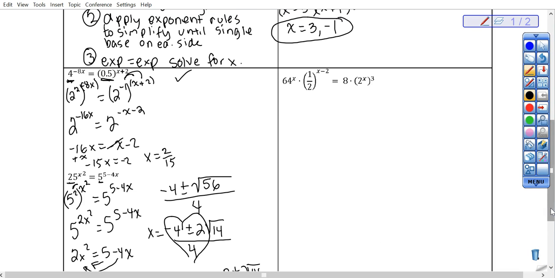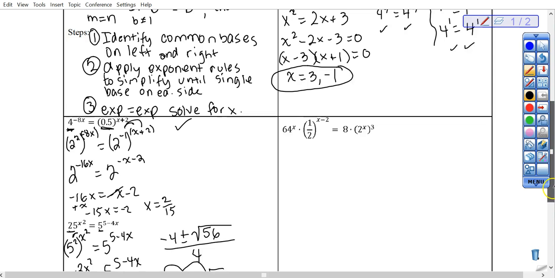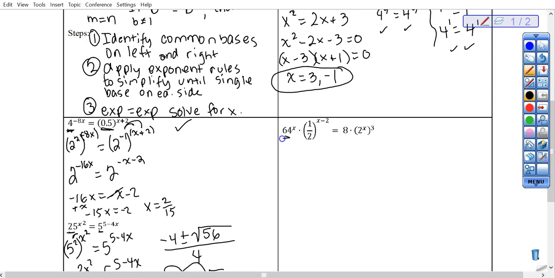Let's hope I didn't make another mistake here. Okay, so this problem's quite a bit more daunting when you look at it, because you've got 4 different bases here, and basically what we want to do is we want to get a single base on each side. So let's identify the common base on the left and right. We're looking at 64, half, 8, and 2, and I believe we can write those all as base 2.